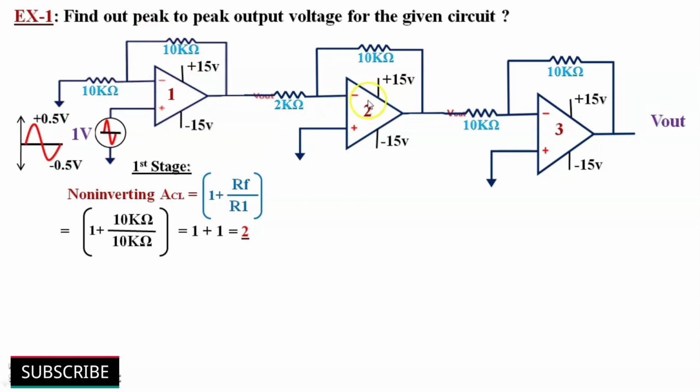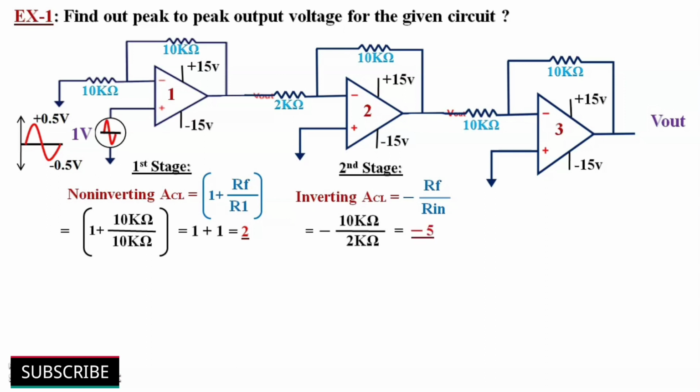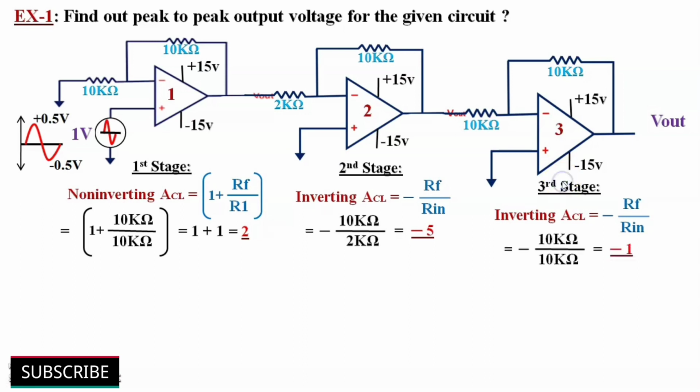Second stage is an inverting configuration. So ACL is equal to minus Rf by Rin, that is equal to minus 10 kilo ohm divided by 2 kilo ohm, that gives minus 5 as voltage gain of second stage. Third stage is also inverting configuration. So ACL is equal to minus Rf by Rin, that is equal to minus 10 kilo ohm divided by 10 kilo ohm, that gives minus 1 as voltage gain of third stage.